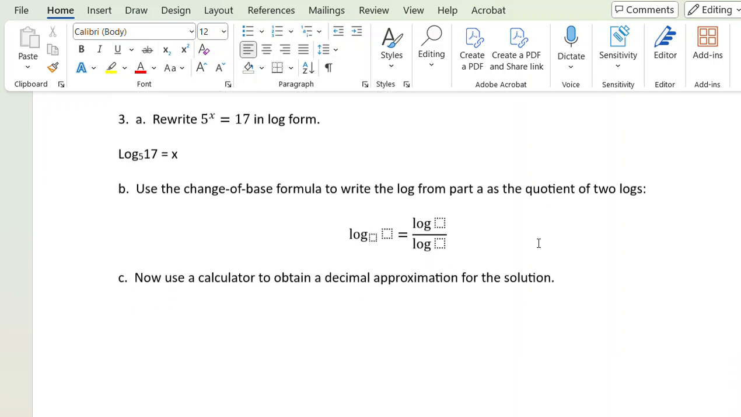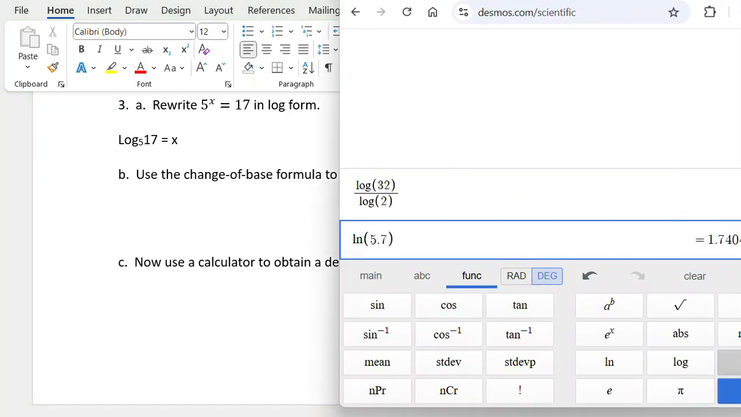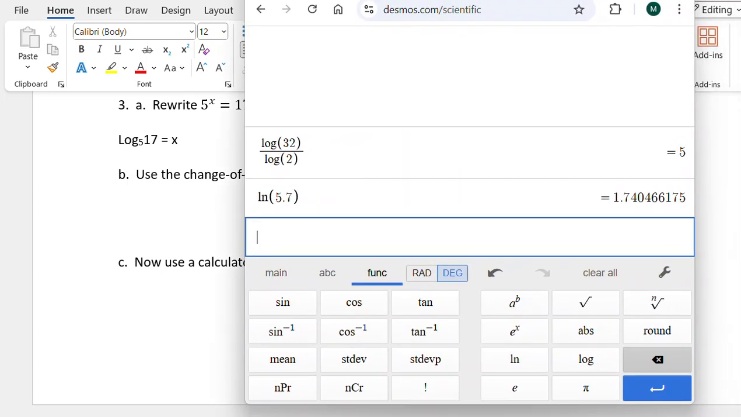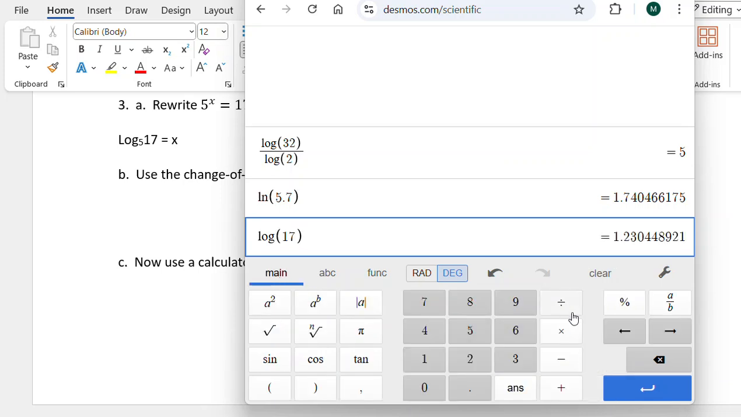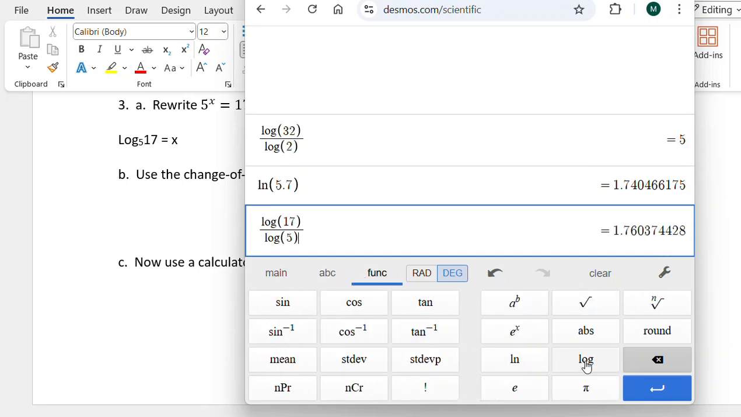And now we're going to use the change of base formula to write the log as the quotient of 2 logs. So log base 5 of 17 is log of 17 divided by log of 5. And now we're going to use the calculator. So log of 17 divided by log of 5. And I can see that it's approximately 1.76.